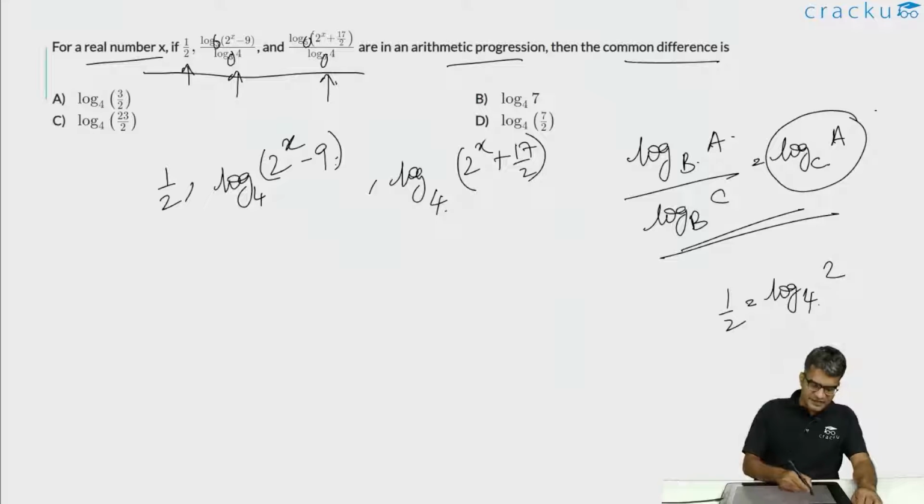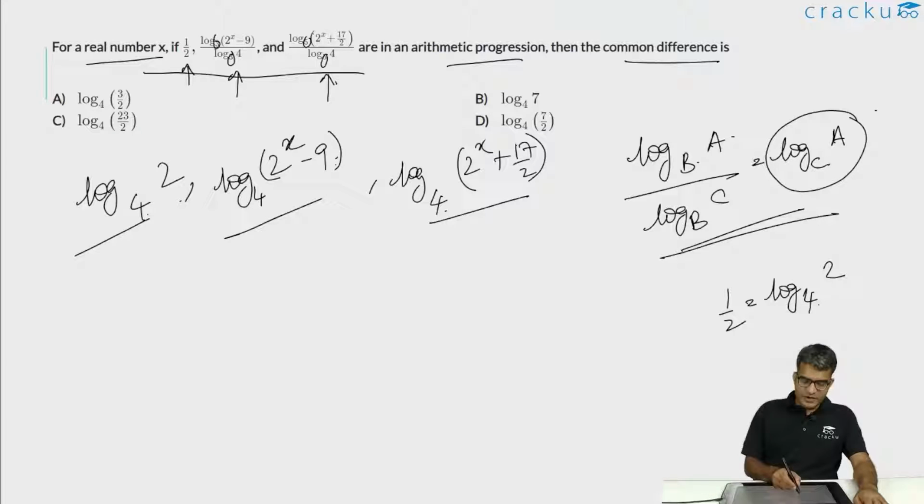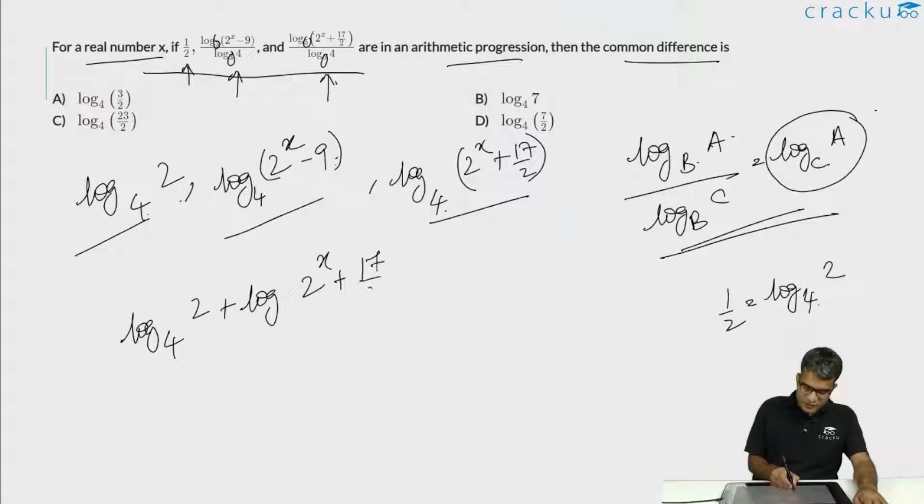So, the three terms which are in an arithmetic progression are log of 2 to the base 4, log of (2 to the power x minus 9) to the base 4, and log of (2 to the power x plus 17 by 2) to the base 4. If these three are in an arithmetic progression, the sum of the first term and the last term will be 2 times the middle term. This would imply that log of 2 to the base 4 plus log of (2 to the power x plus 17 by 2) to the base 4 is equal to 2 times log of (2 to the power x minus 9) to the base 4.